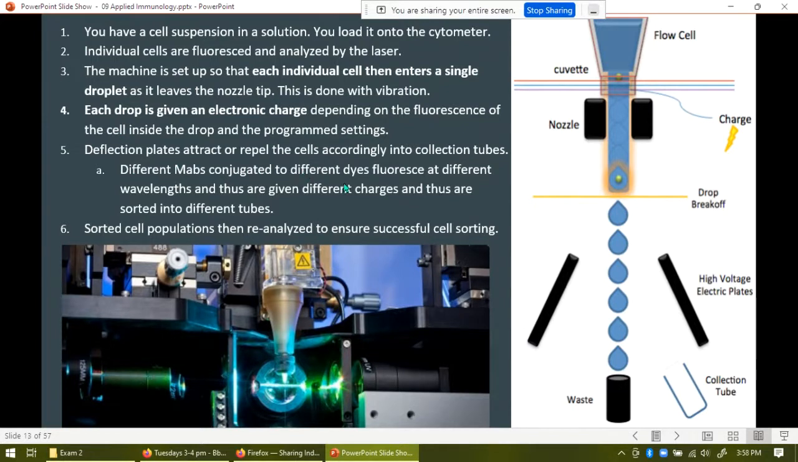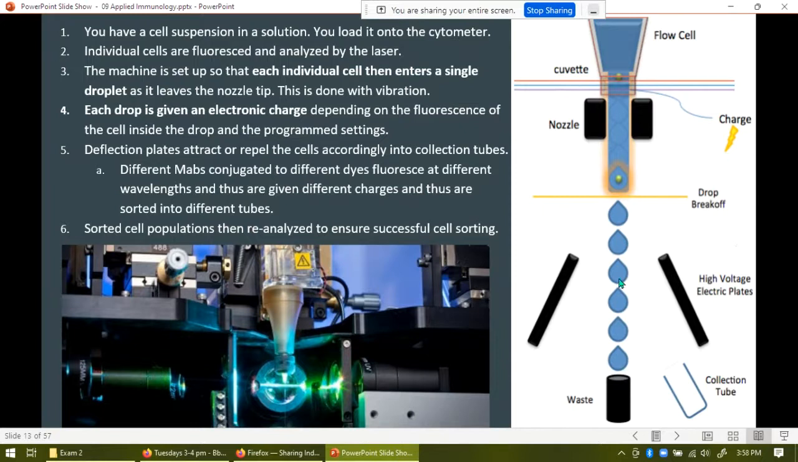Different monoclonal antibodies conjugated to different dyes are going to fluoresce at different wavelengths and therefore can be given different charges and sorted into different tubes. So you can do multiple antibodies when you do this. You can look for multiple surface antigens. I really don't think there's a limit to that. You can probably do like 10 or more surface antigens, and that's not all that uncommon either. And you can do it at the same time.